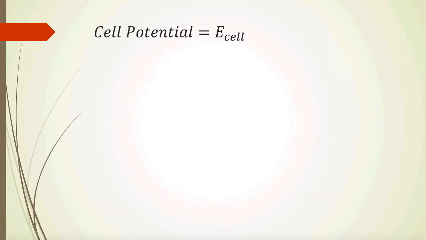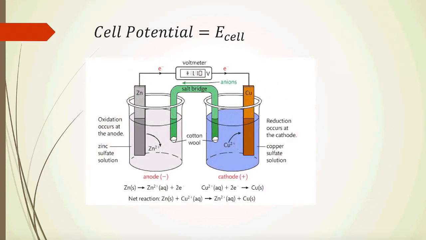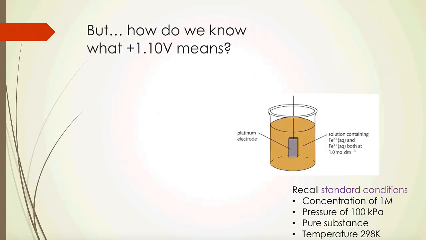Cell potential is denoted as E subscript cell. That value is the plus 1.10 volts value on the voltmeter when you attach a circuit between two half cells. This specific circuit we looked at all of Lesson 5, and that's the zinc and copper reaction. But what does the 1.1 volts mean? The fact that it's positive, does that make a difference? So we're going to take a look at how this value came about.